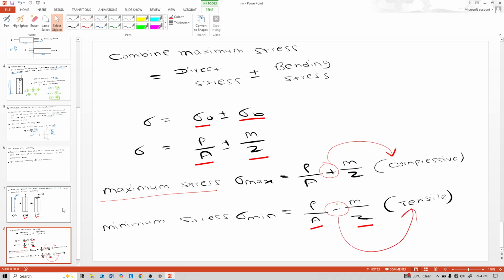So the combined maximum stress is P by A plus M by Z, and it is compressive because the plus sign comes. If the minus sign comes, that means it is tensile. Remember that.